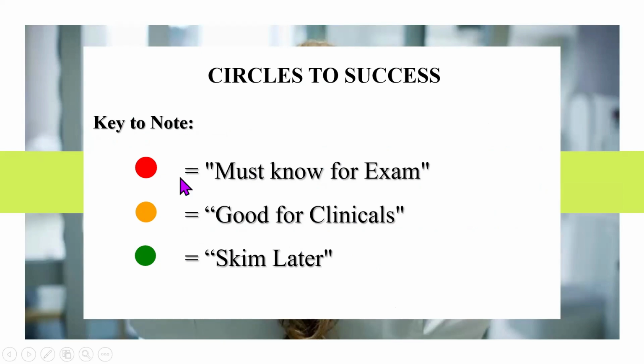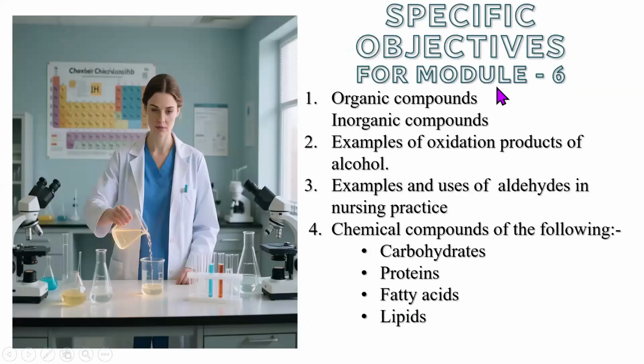As we all know, here are the circles to success. Key to note, red circles indicate that these areas are a must-know for your next examination. Orange circles indicate that these areas are good for clinicals, and green circles ask you to skim through this preview at later times. Here are the specific objectives we will achieve for Module 6.